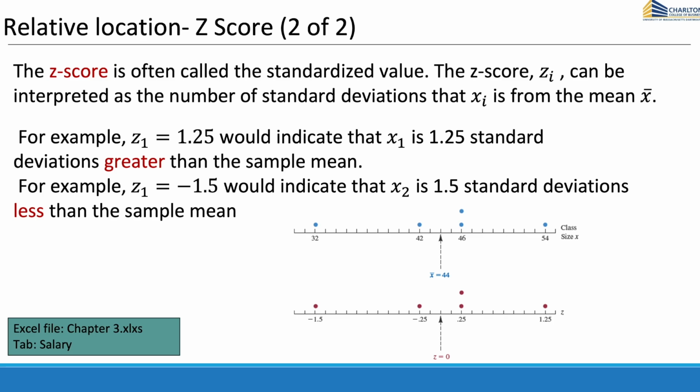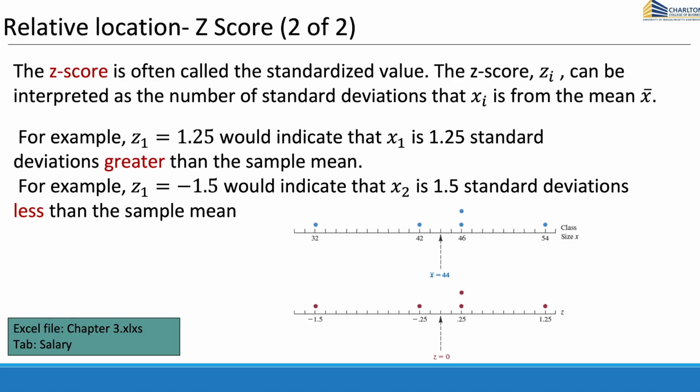the mean x bar. Let's assume these blue dots are the actual data. The average of this data is 44. For each of this data, we can calculate a z-score in terms of the number of standard deviations that data point is away, either lower or upper than the mean.